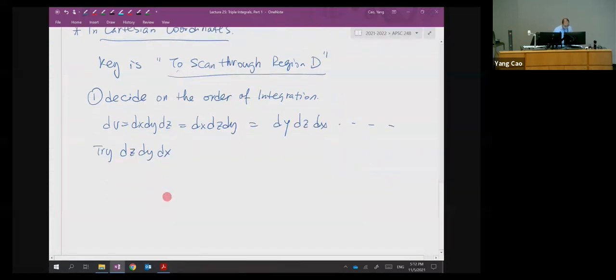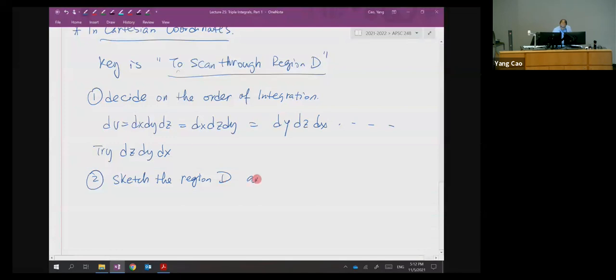The second step, now that you've decided on the order, is to sketch the region D, whatever the question gives you. The question probably tells you region D consists of a surface and a plane. You draw the surface out, draw the plane, and together they form region D. That's what we mean by sketching it out, because without a sketch it's very hard to imagine.